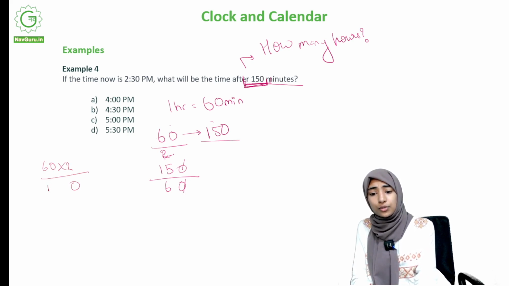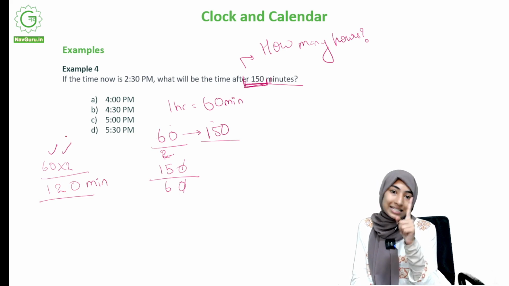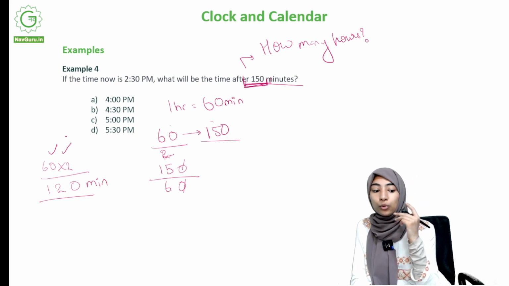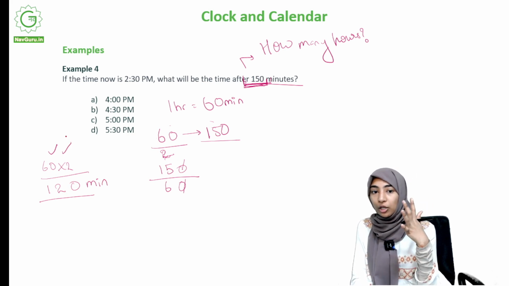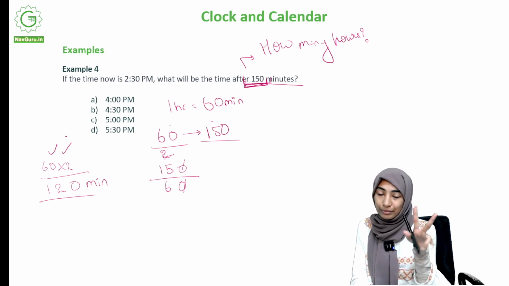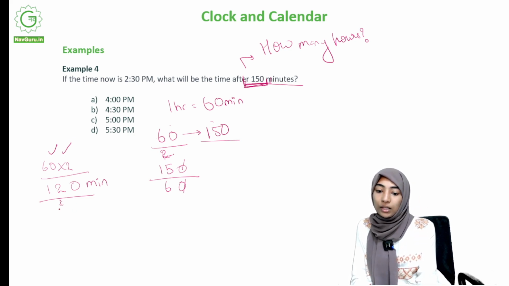2 zeros is 0, 2 6s are 12, 120 minutes. So 120 minutes is basically 60 done 2 times. 60 minutes is 1 hour. So when you do 60 minutes 2 times, what are you doing? You're doing 1 hour 2 times, right? So here 120 minutes is basically 2 hours.